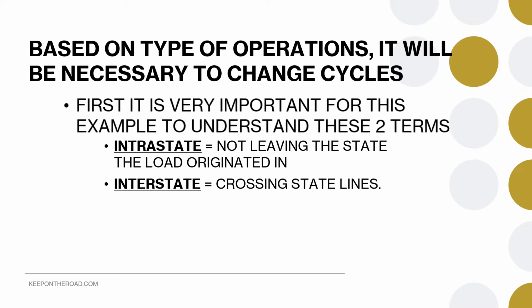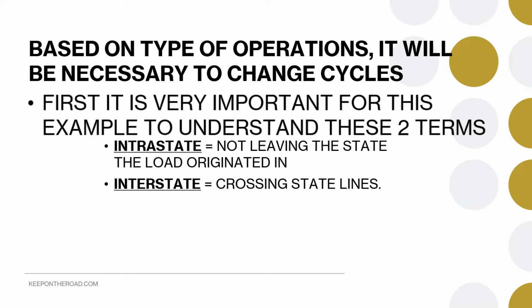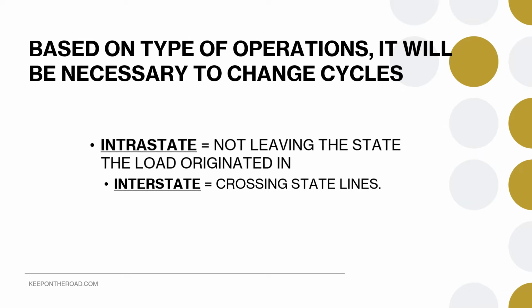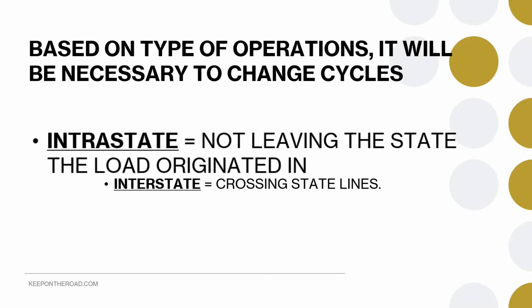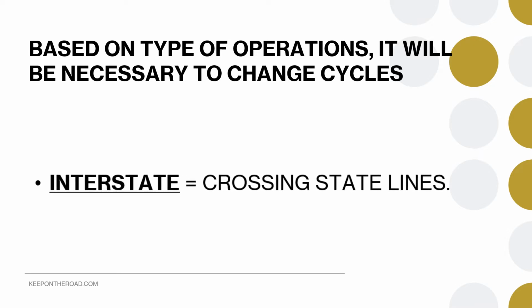First, it is very important to understand the following two terms. The first term is intrastate. If you are under an intrastate load, that means that load will not leave the state that it originated in or cross any state lines while you're traveling. Interstate loads means any load that will cross state lines in transit.